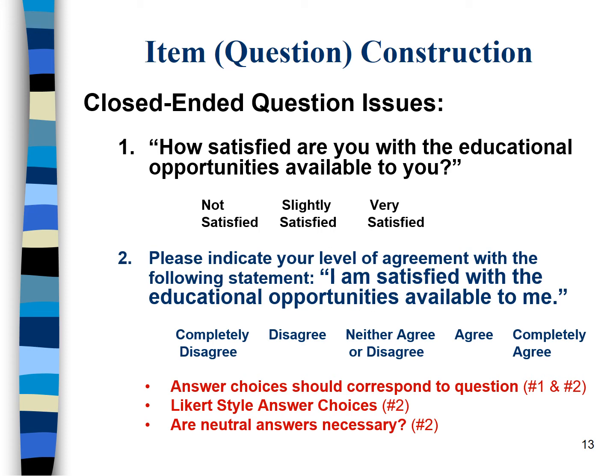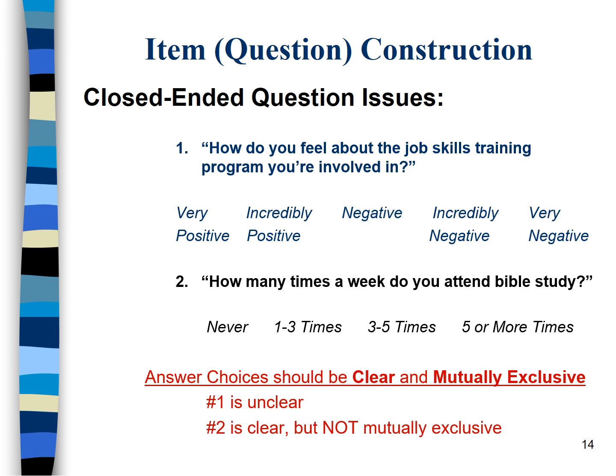Let's move on. For this particular slide, we're now looking at this notion of clarity and the concept of being mutually exclusive when we think about our answer choices. So let's go through each of these questions. Question number 1 asks, how do you feel about the job skills training program you're involved in? It has answer choices of very positive, incredibly positive, negative, incredibly negative, very negative.